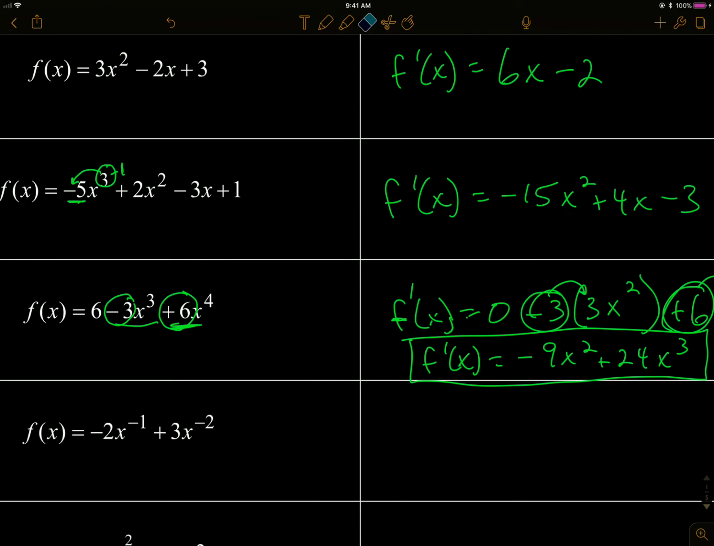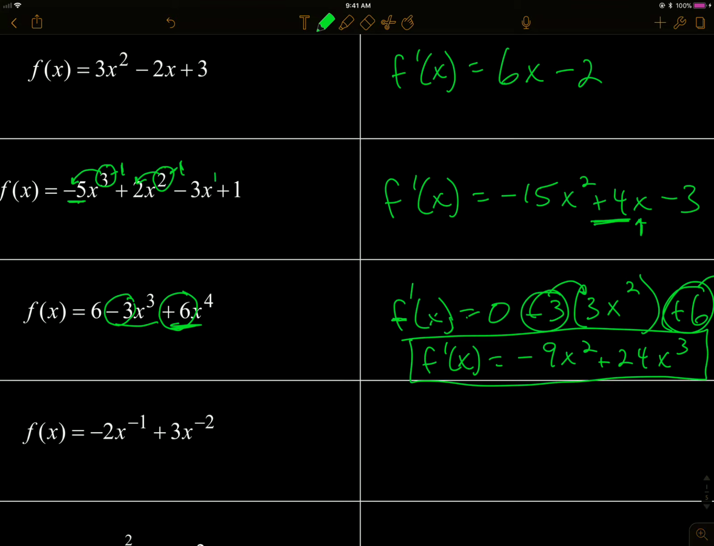If I do this on the next term, the 2 comes down, the power comes down and multiplies by the coefficient that's there. That's how I get the plus 4. I recopy the x. I reduce the power by 1. 2 minus 1 is 1. And I don't need to show that power of 1.